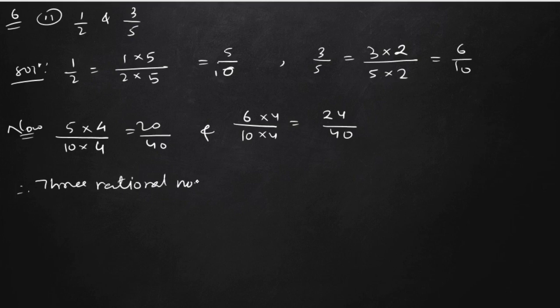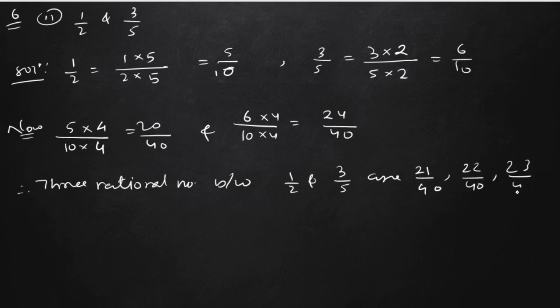So therefore, three rational numbers between our 1 by 2 and 3 by 5 are: just after 20 it is 21 by 40, then 22 by 40 and 23 by 40. So we will get exactly three rational numbers between 20 by 40 and 24 by 40, and these are those. I hope you have all understood this. The rest of all the questions are homework.